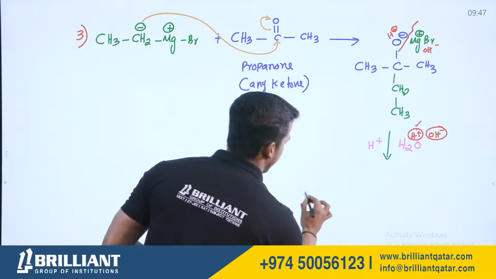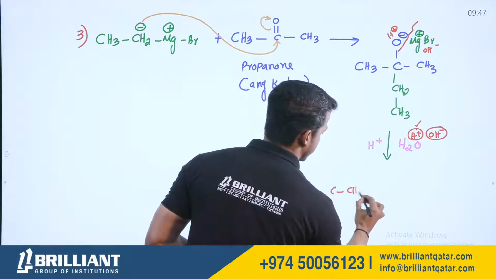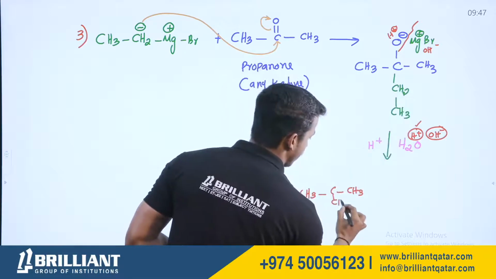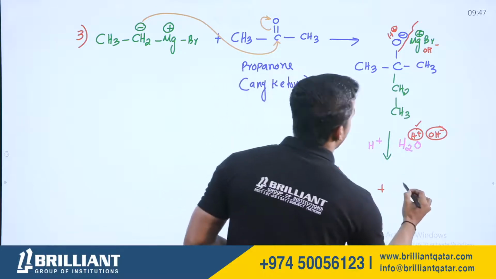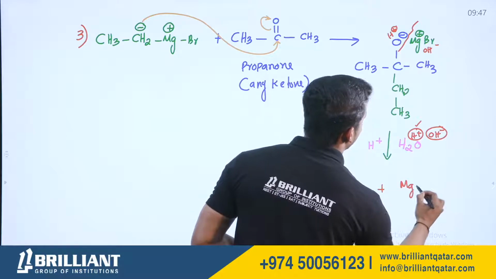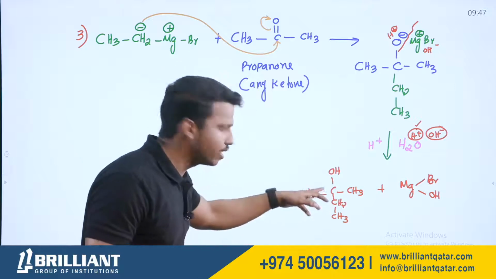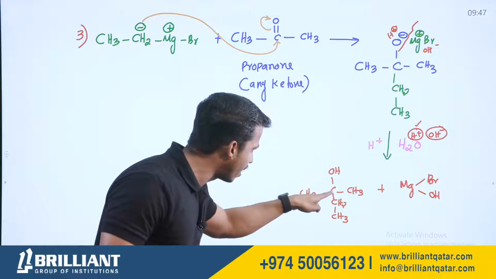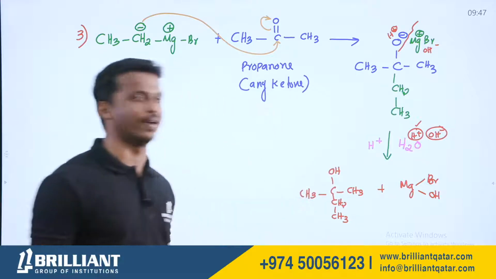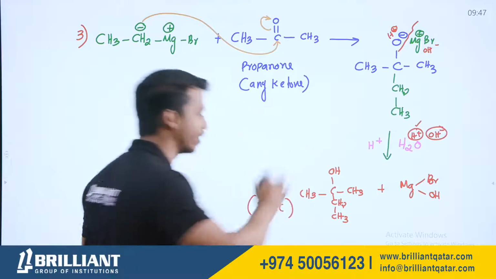So what is the product? C, CH3. Here we have CH2, CH3. And above we have OH. And the byproduct is MgBrOH. Right? All of you please check, is this alcohol a tertiary alcohol or not? Yes, this alcohol-connected carbon is directly connected to 3 carbons. Therefore, it is a tertiary alcohol. Hope you clear the mechanism.